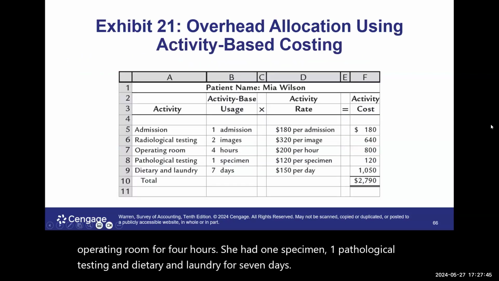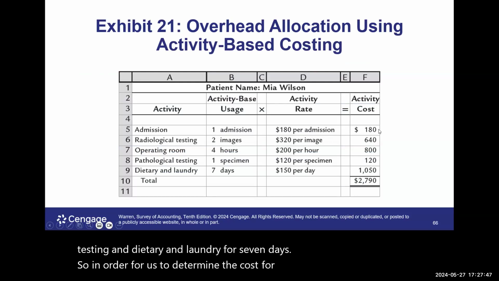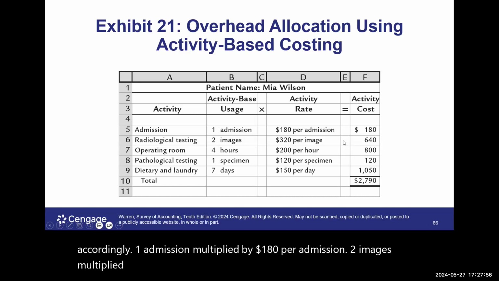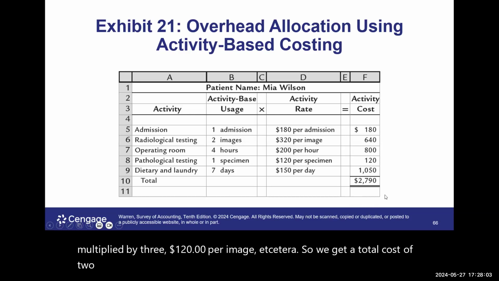In order for us to determine the cost for this patient, we multiply accordingly. One admission multiplied by $180 per admission, 2 images multiplied by $320 per image, etc. So we get a total cost of $2,790.